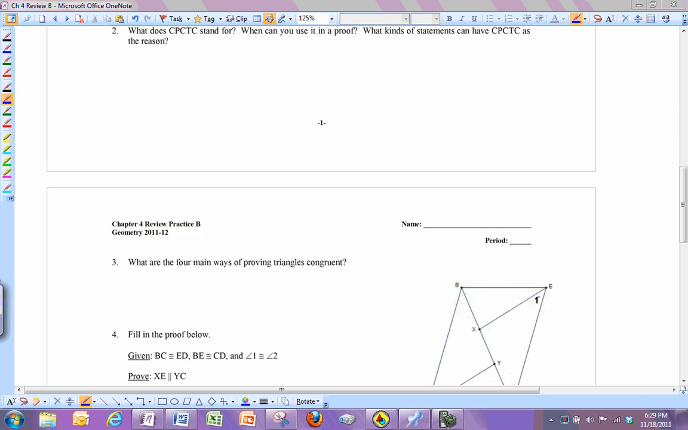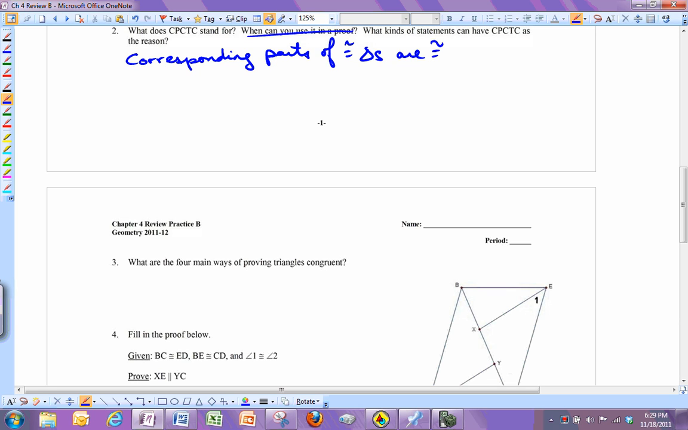Okay, so let's look at the Chapter 4 Review B, numbers 2, 3, and 4. So CPCTC stands for corresponding parts of congruent triangles are congruent. You can use it in a proof.